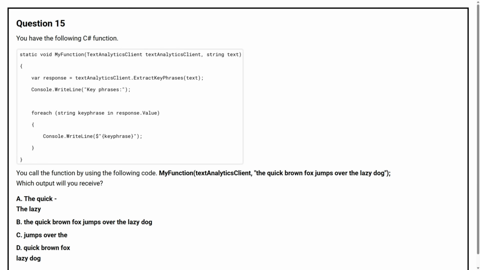Option A, the quick, the lazy. Option B, the quick brown fox jumps over the lazy dog. Option C, jumps over the. Option D, quick brown fox, lazy dog. The correct answer is option D, quick brown fox, lazy dog.